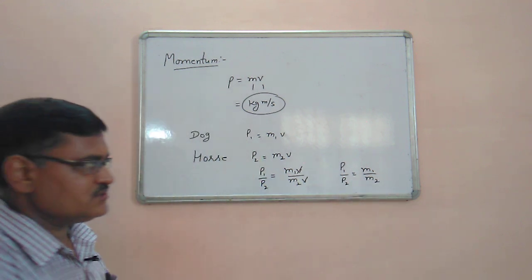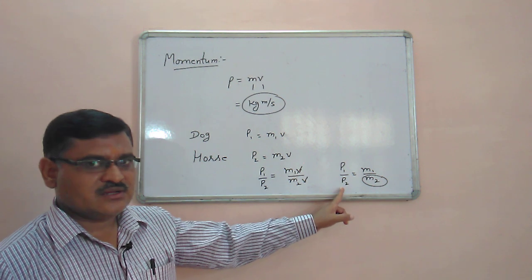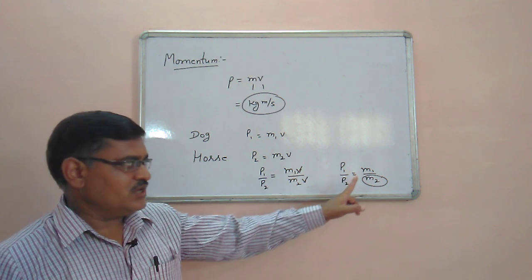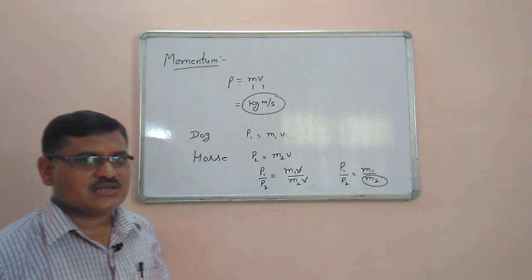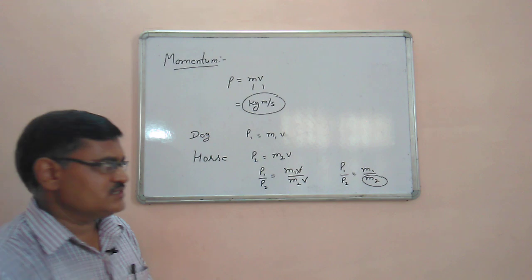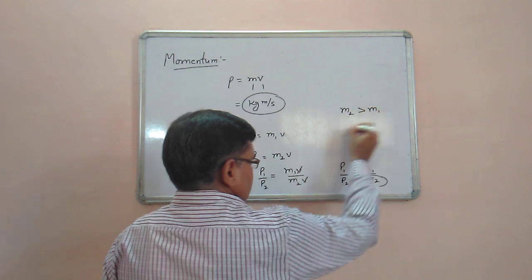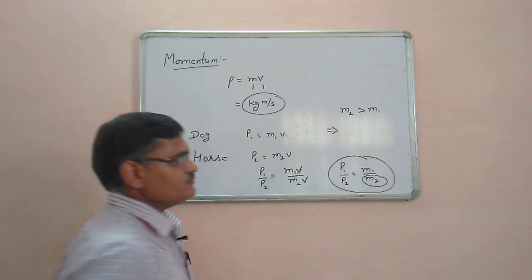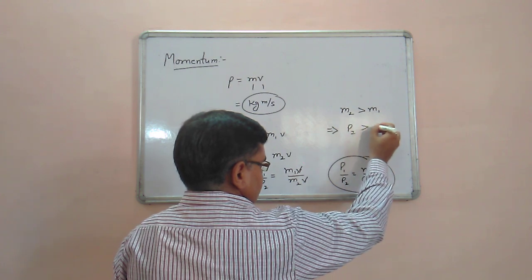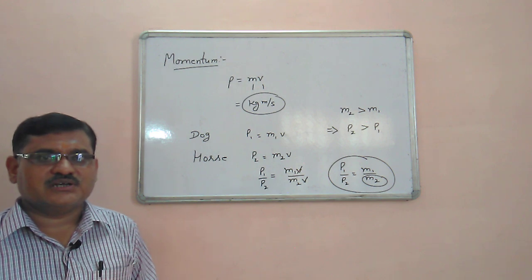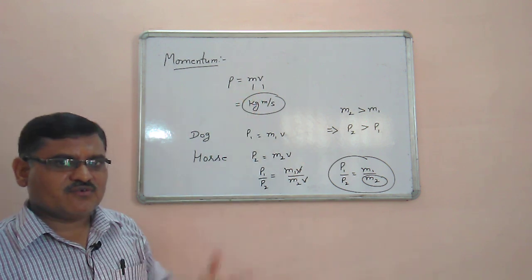Now, which has the greater mass? You know, M2 has more mass. If M2 has more mass, then what does it mean? It is directly proportional to P2. If this is more, this would be more, and if this is less, this would be less. We know the mass of the dog is lesser, so the momentum of the dog has to be lesser. Mathematically, we can also relate it like this: M2 is greater than M1. This implies from this formula that P2 is greater than P1. So which has a higher momentum? It's the horse.